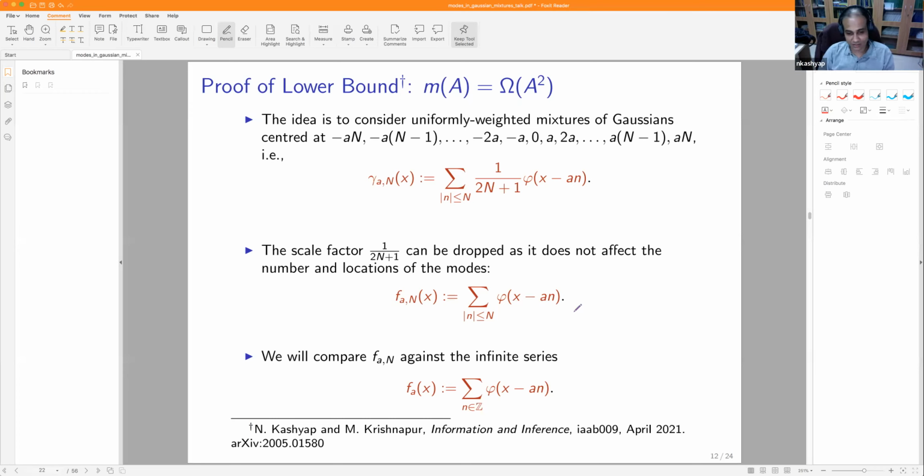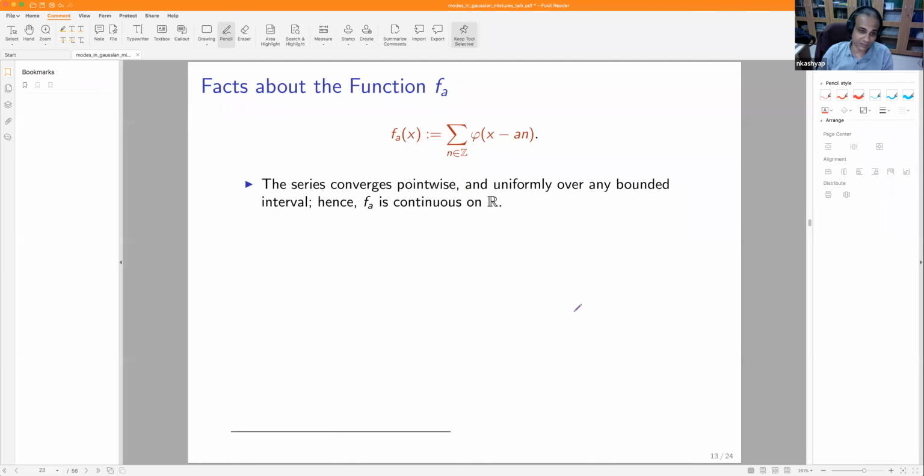This series is clearly absolutely convergent. I mean, it is uniformly convergent and so on within any interval. It has all the nice properties. It converges pointwise, uniformly in any bounded interval, etc. So this infinite series is a well-defined function. It's a continuous function on R. It is of course periodic with period a, because the Gaussians are all just shifts. If you shift everything by a, you're going to get the same series again.